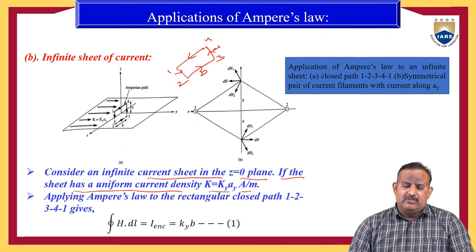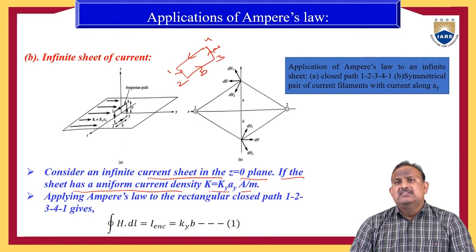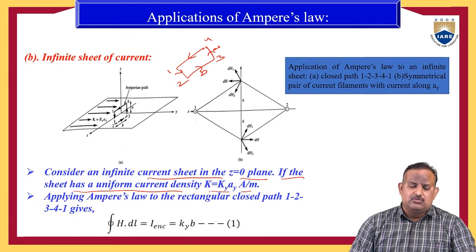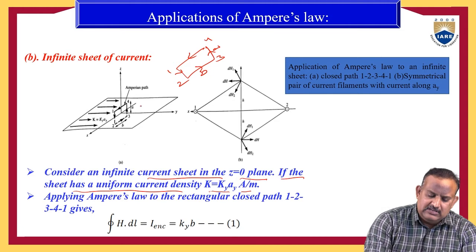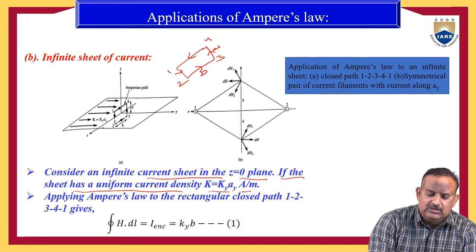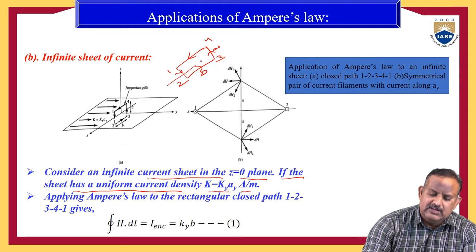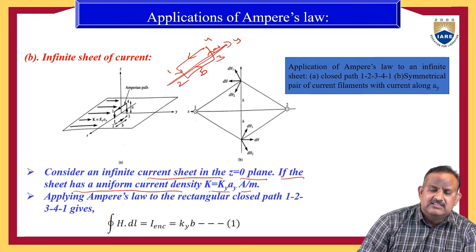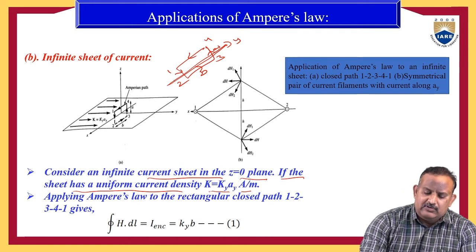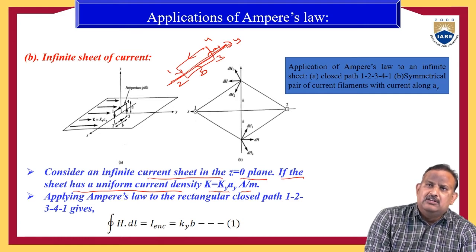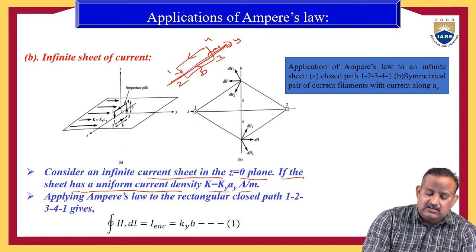Like that, you assume some Amperian path. Because it has a uniform current distribution, we need to apply Ampere's circuit law. When applying it, one more thing we need to check is that the sheet has the current density K equal to Ky into ay. So here we are applying the current density along the y direction only. Along the y direction we need to consider the total current distribution, and in the remaining x and z directions we have current density 0.